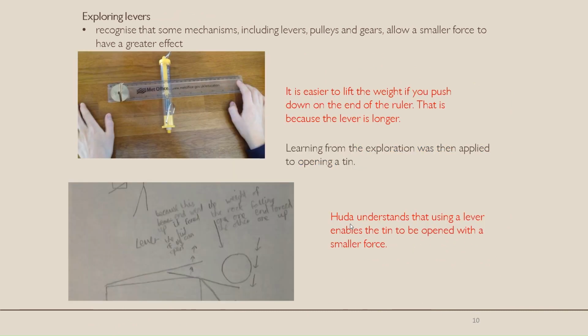Exploring levers. Recognize that some mechanisms, including levers, pulleys, and gears, allow a smaller force to have greater effect. It is easier to lift the weight if you push down the end of the ruler. That is because the lever is longer. Learning from the exploration was then applied to opening a tin. Huda understands that using a lever enables the tin to be opened with a smaller force.